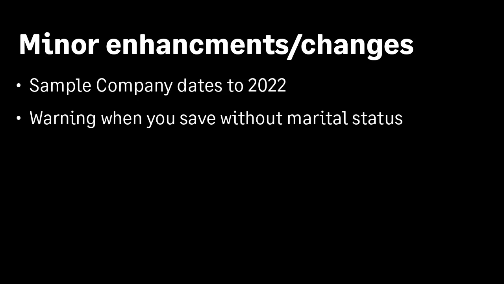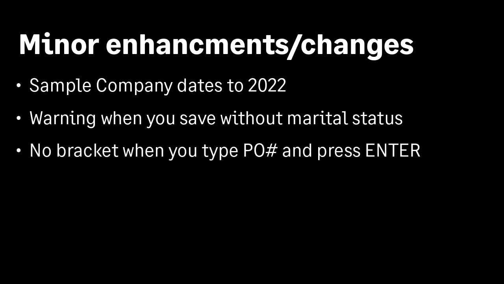Some minor items you might be interested to hear about include the sample company dates are moved to 2022. In 521, when you save without marital status for federal income tax, you get a warning. You should no longer see a bracket or other character when you create a new purchase order and press Enter in the PO number box.